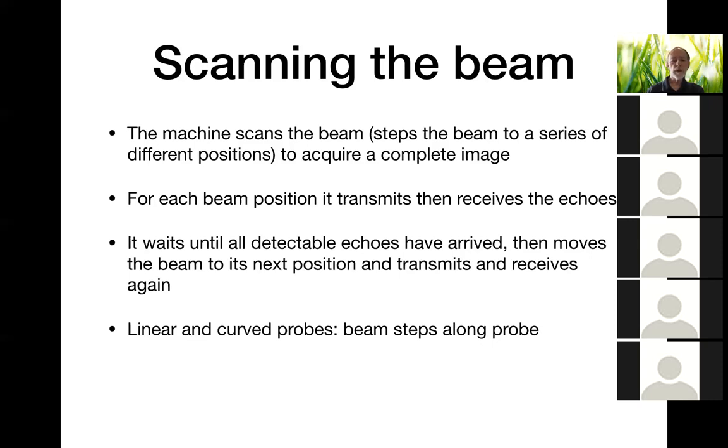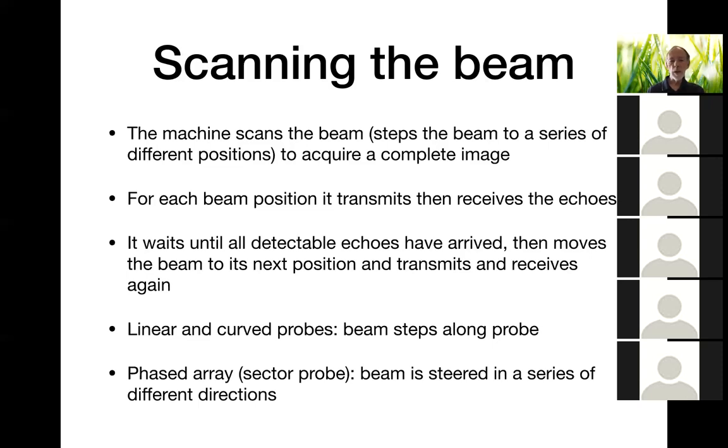The phased array or sector probe used in echocardiography is different. There, the origin of the beam stays fixed in the center of the probe, and the beam is pointed in a series of different directions. And we refer to this as steering the beam. And so the machine steers the beam in about 100 different directions in order to acquire a complete sector image. So that's how the machine scans the beam and acquires a total image.